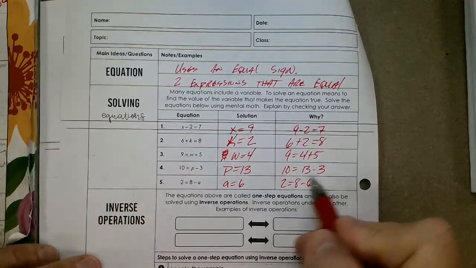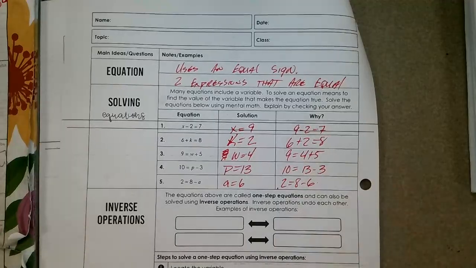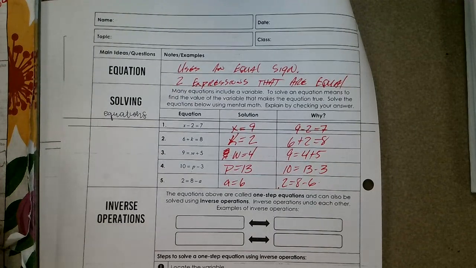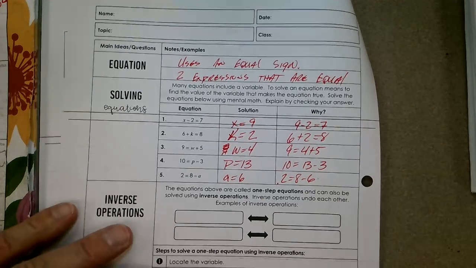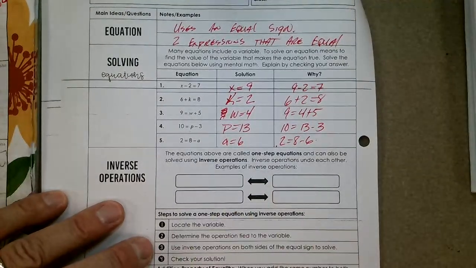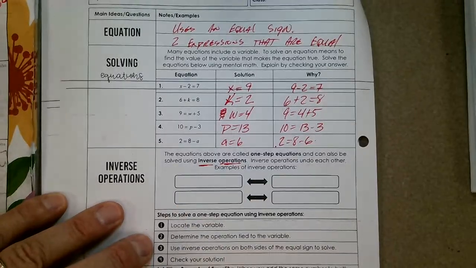So this side is equal to this side. These all have an equal sign. That makes them an equation. Both sides are equal. There's 2 expressions there, essentially, right? So when we look at that, we have to understand that. Now, one of the biggest things that you're going to see in this unit is the equations above are called one-step equations and also can be called solved using the inverse operation.